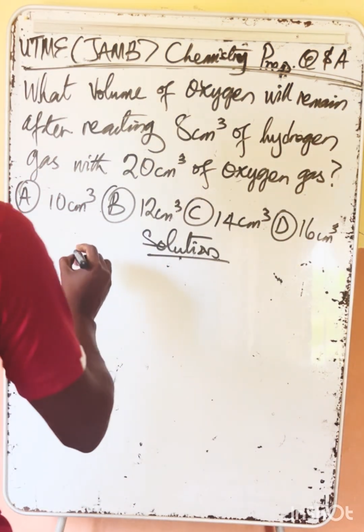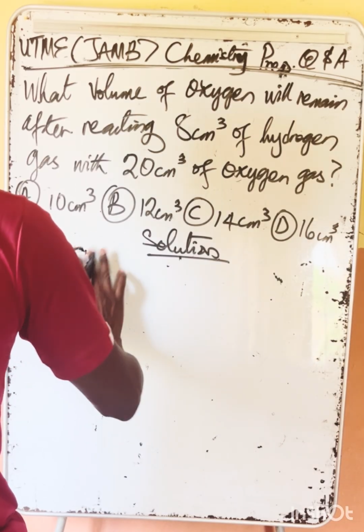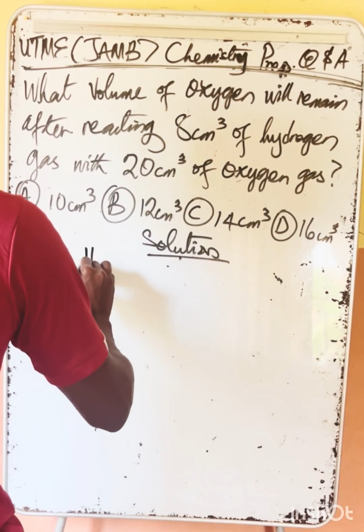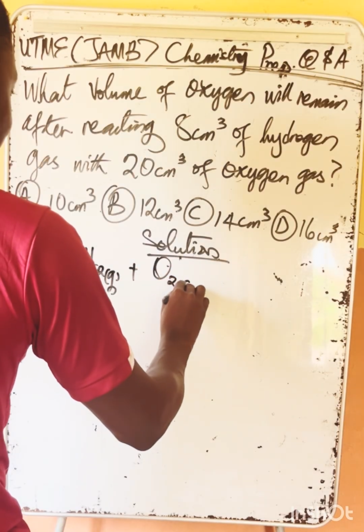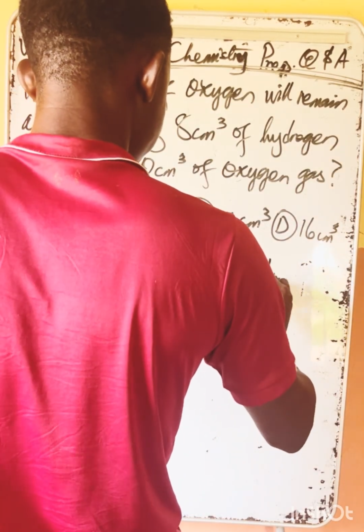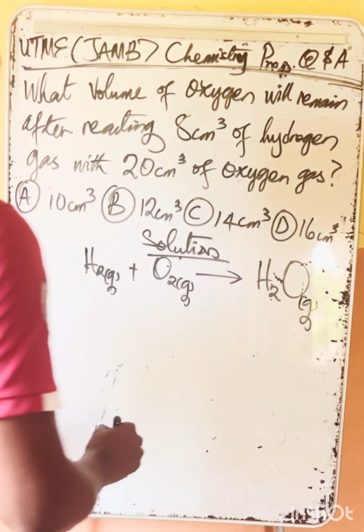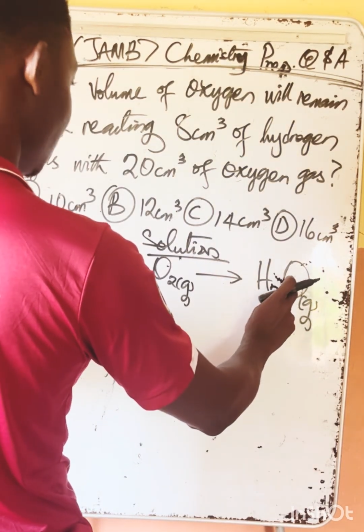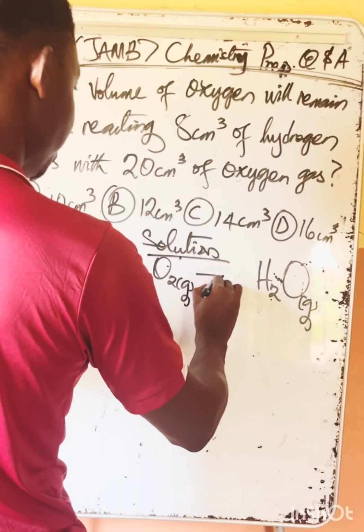So let's go. This is a reaction between hydrogen gas and oxygen gas. Of course, this will give us water vapor. So let's try balancing the equation. Hydrogen is 2, 2. Oxygen is 1, while it's 2 here. So how do we make oxygen 2 here? We put 2 in front.